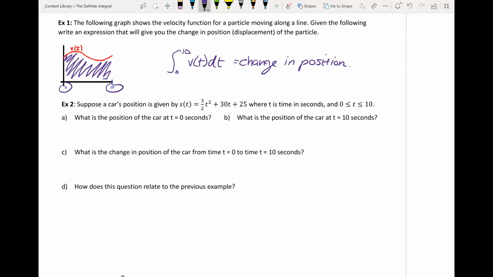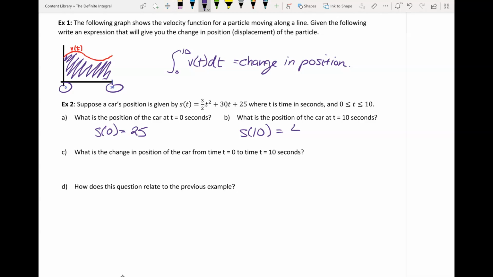Okay, in example 2, we are given the position equation for a car's position, where t is the time in seconds from 0 to 10 seconds. We want to find the position of the car at t equals 0. That means we're just going to find s of 0, and that's going to be 25. So we're just plugging in 0 for each t, so those 2 terms are gone, we're just left with the 25. And now we're going to find the position of the car at 10 seconds, so that's s of 10. And you're going to plug this in and solve.